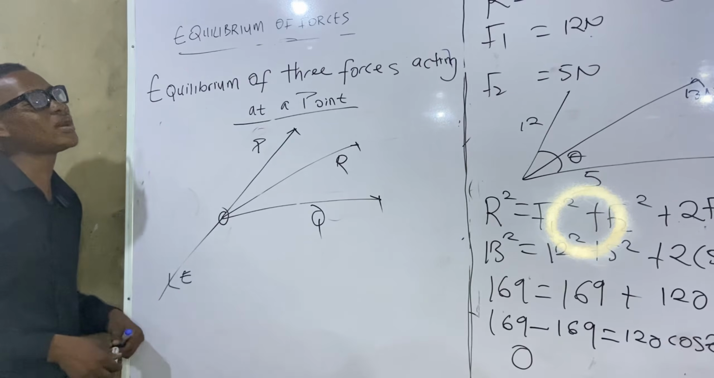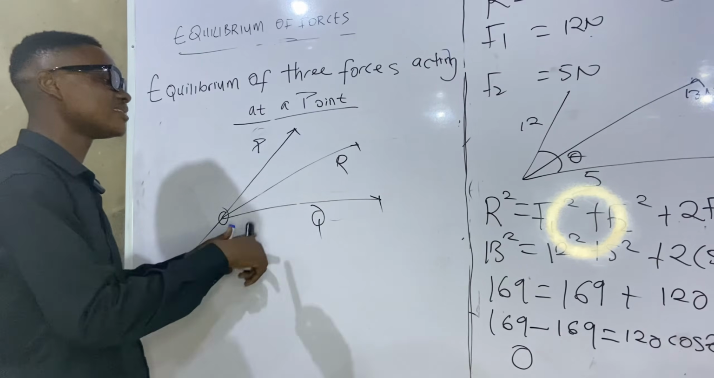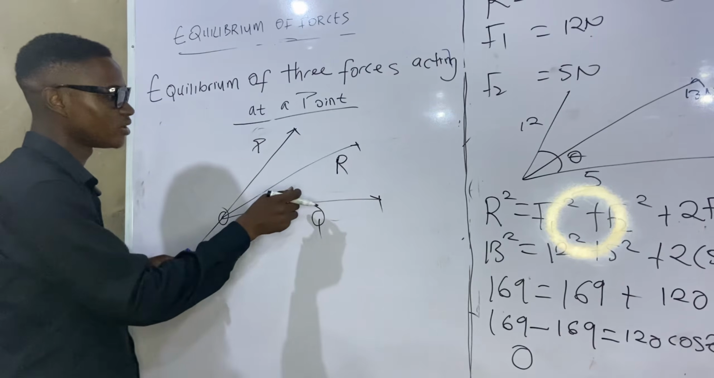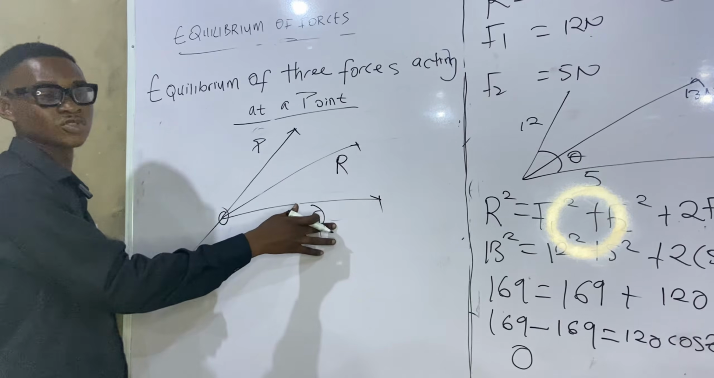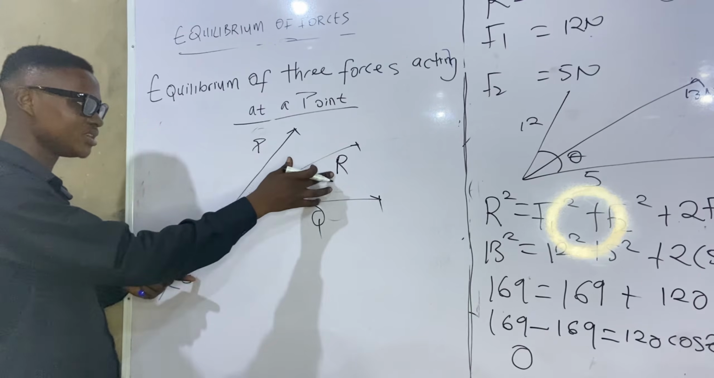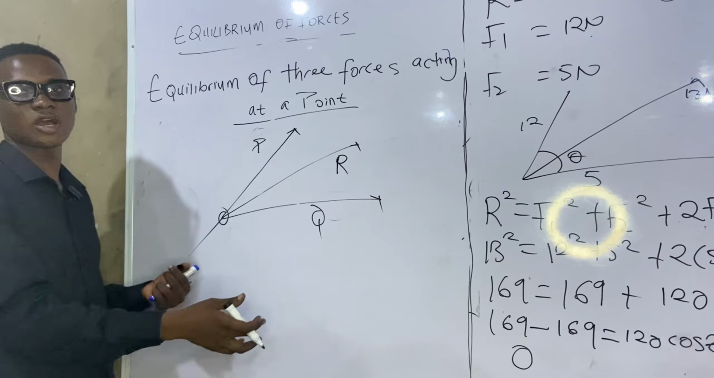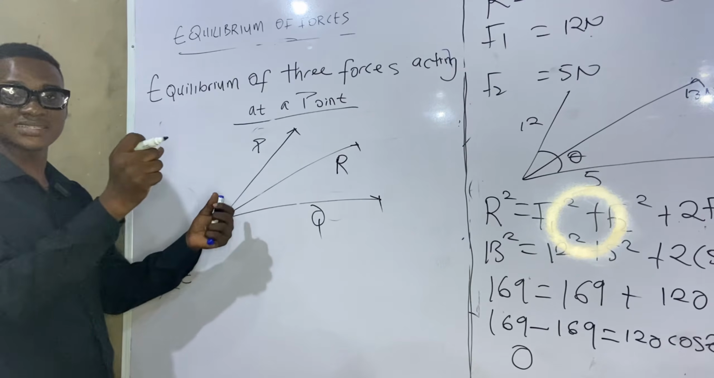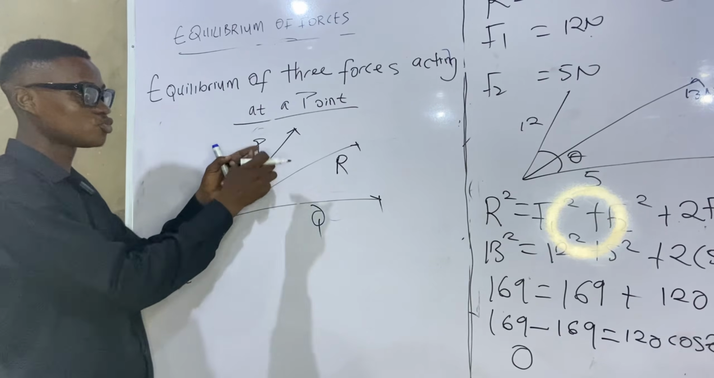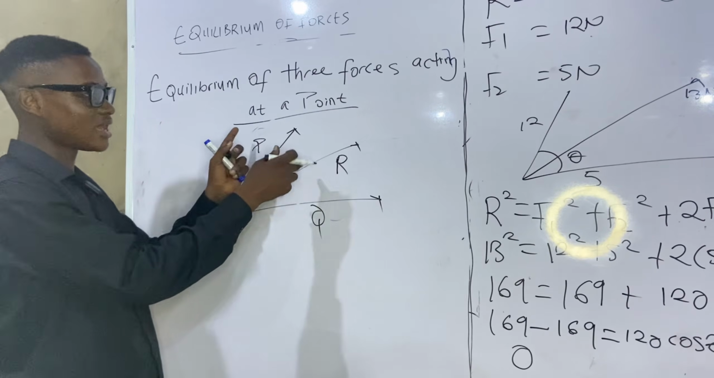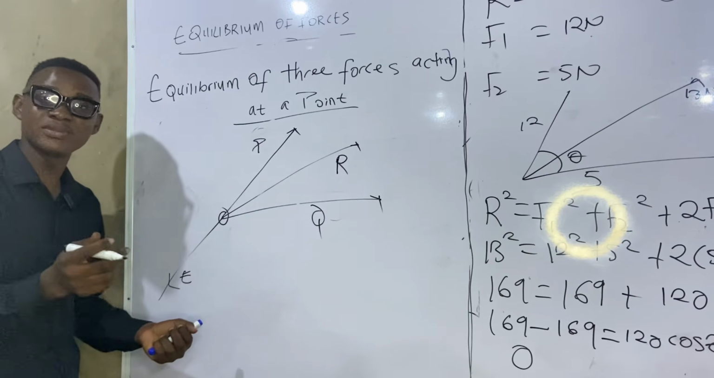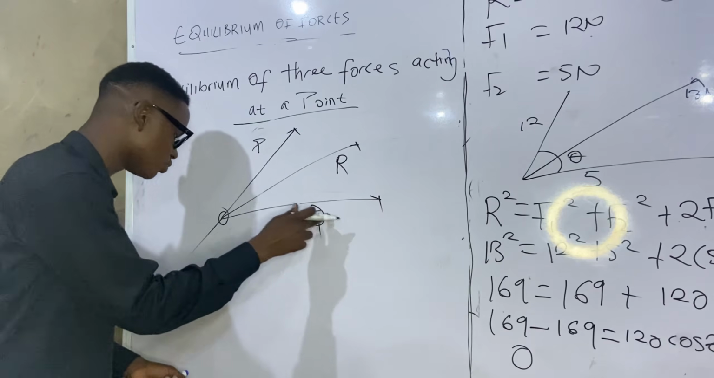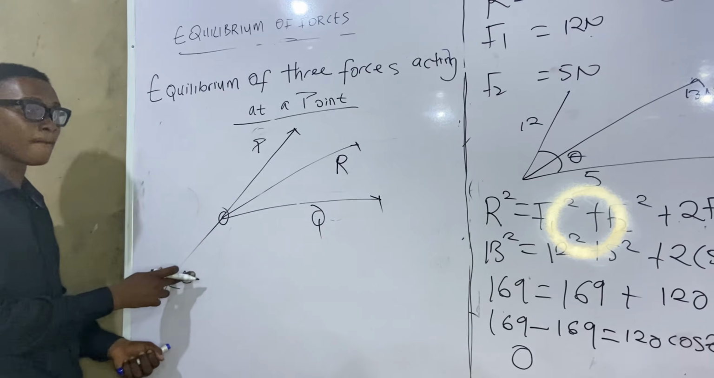Now you might ask, why didn't I count this R? This R is a resultant. It is the sum total of P and Q. So I can't say P, Q, and R together, because I'll be wrong. R is that single force that has the same effect as two or more forces acting together. So the forces keeping this body in equilibrium are force P, force Q, and this equilibrant force, which is balancing them.